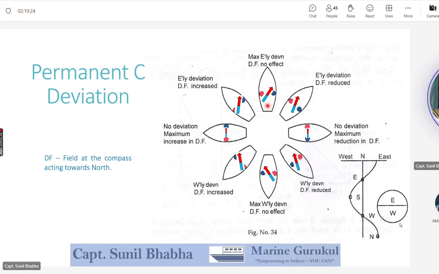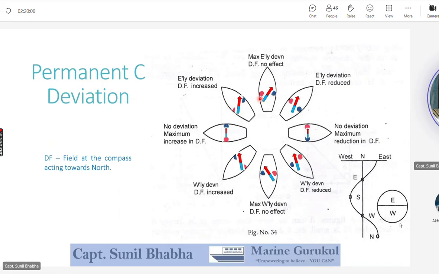Let us first consider the deviation caused on the northerly heading. So the ship is heading north. You can see this topmost diagram shows the vessel heading in the northerly direction. Now when the ship is heading north, you can see that the blue pole of the ship, which is on the starboard side, is east of the compass needle. This blue pole of the ship is going to attract the red end of the compass needle, and the compass needle is going to swing clockwise. Looking from top, the compass needle is going to swing clockwise, which is easterly deviation.